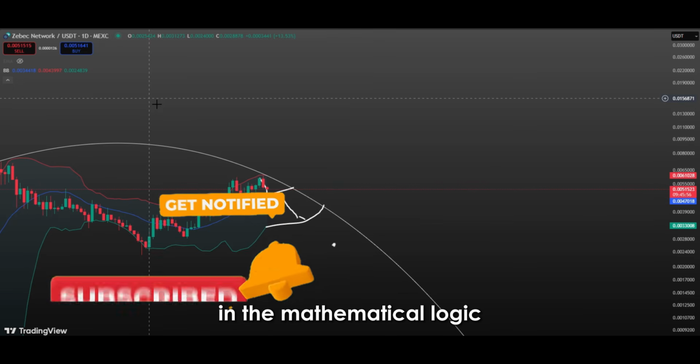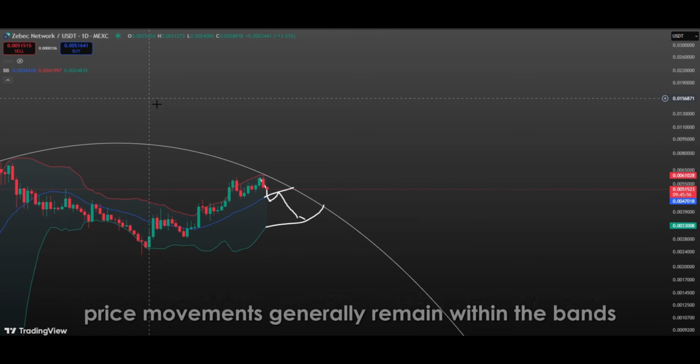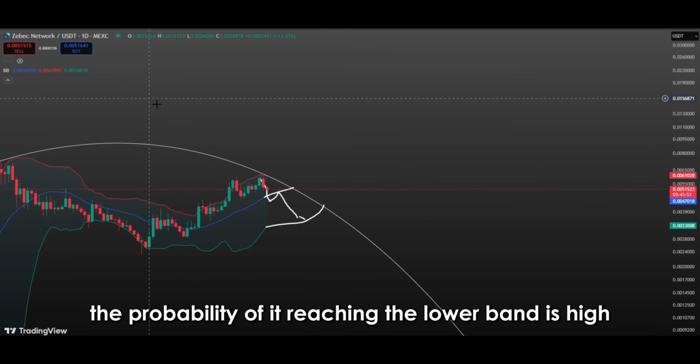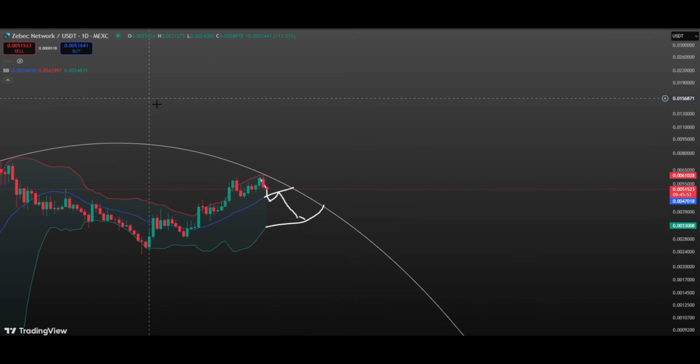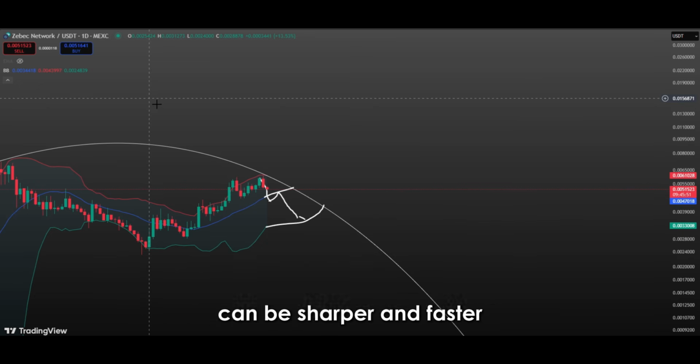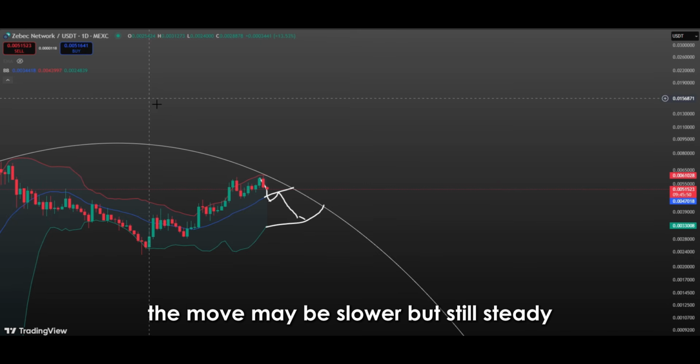In the mathematical logic of Bollinger Bands, price movements generally remain within the bands more than 90% of the time. This means that when the price moves below the middle band, the probability of it reaching the lower band is high. The level of volatility is also important in this process. If the bands are wide, the movement toward the lower band can be sharper and faster. If the bands are narrow, the move may be slower but still steady.